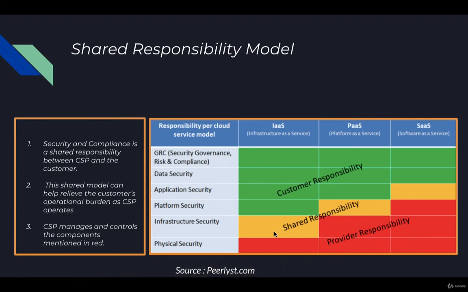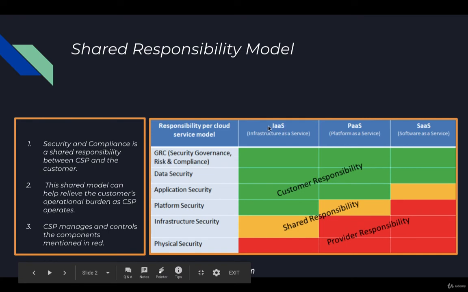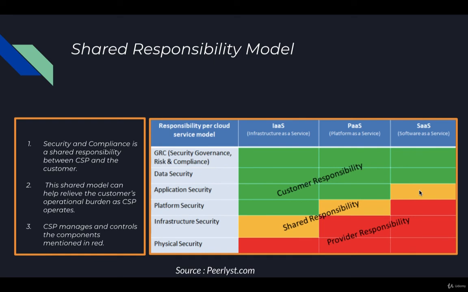So just to give you a quick tip: in infrastructure as a service, the infrastructure is a shared responsibility. In platform as a service, the platform is a shared responsibility. And in the case of SaaS, we get the application, and the application is a shared responsibility. And all the above layers which are mentioned in green, that is the customer's responsibility. Like in infrastructure and security, maintaining the application, everything, you are building up the VMs and securing them, building up the applications. In that case, ultimately the customer is responsible for that.